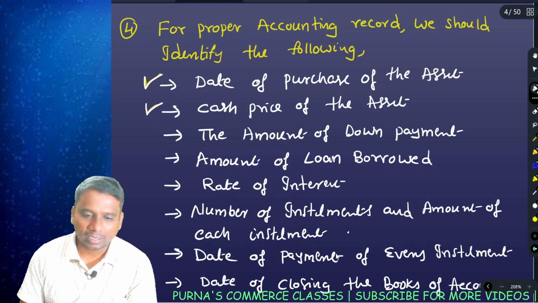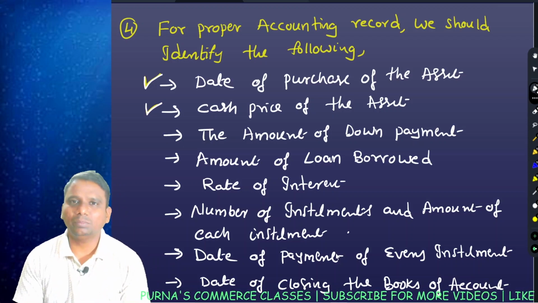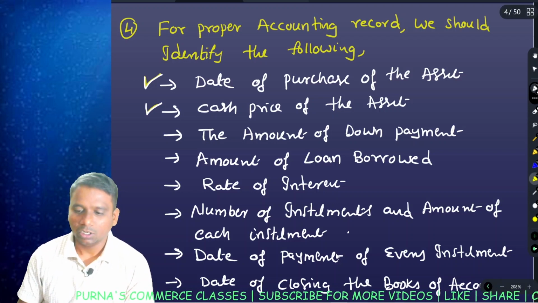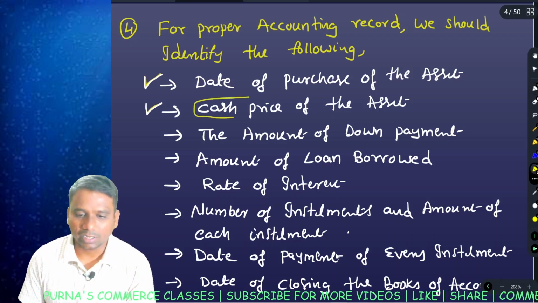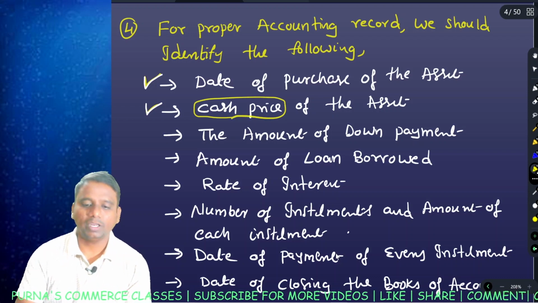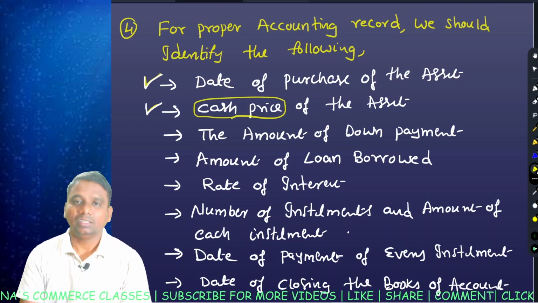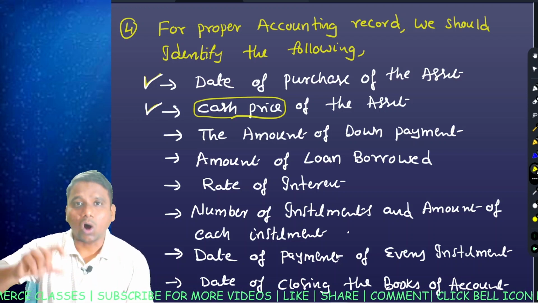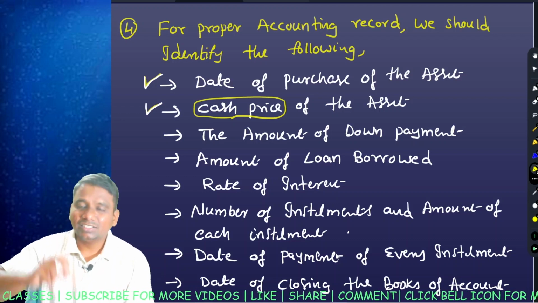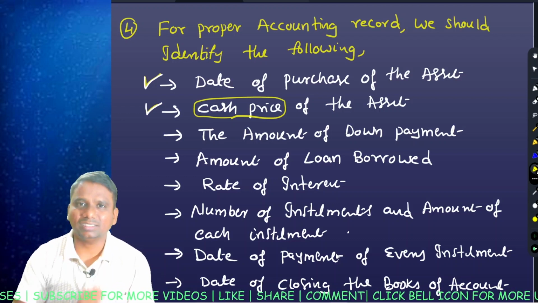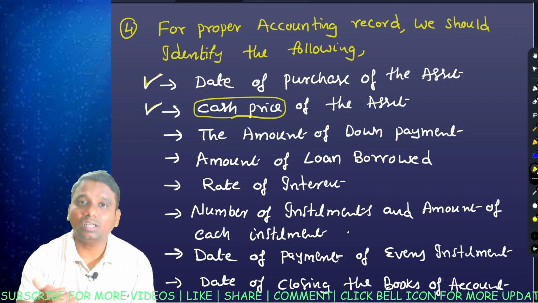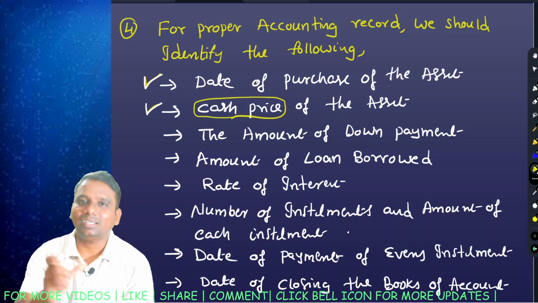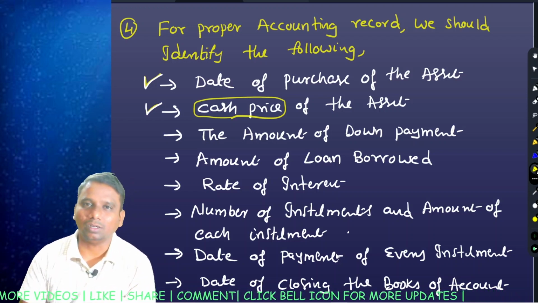Next, cash price of the asset. What is the meaning of cash price of the asset? This word is very, very important throughout our hire purchase accounts. In our example, Mr. Motu is buying the tempo on hire purchase basis. Instead of purchasing on hire purchase basis, if you pay the total amount at a time, then what is the cost of this tempo? That is called the cash price of the asset.